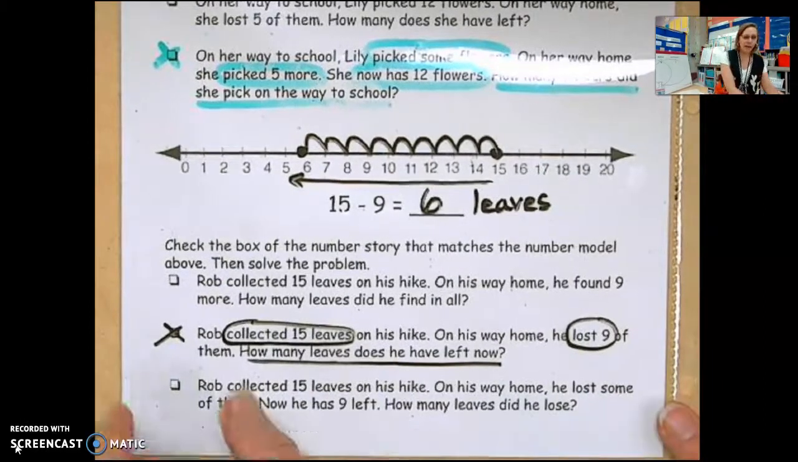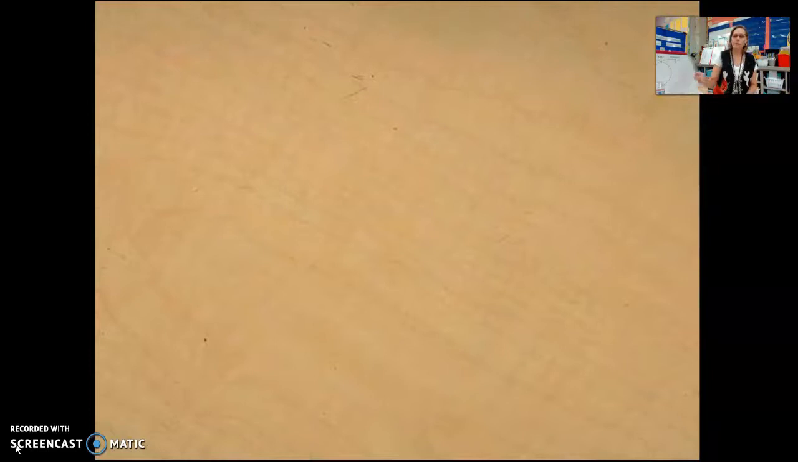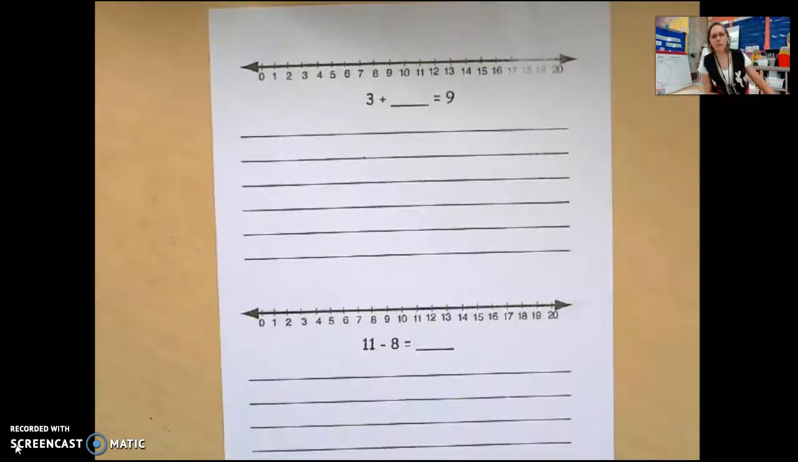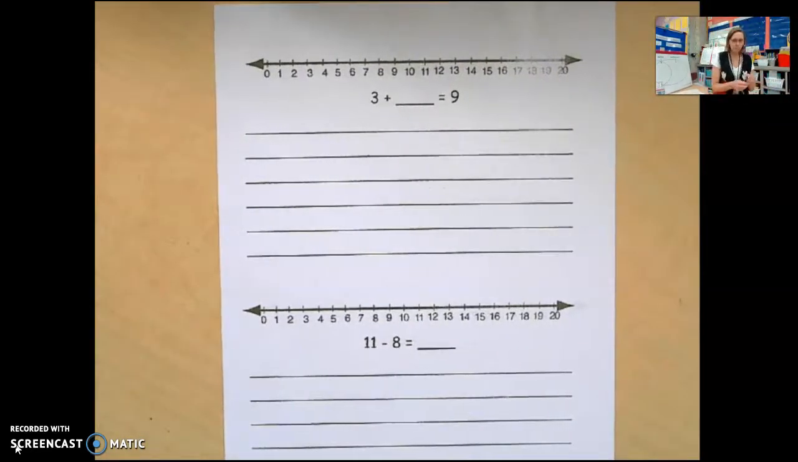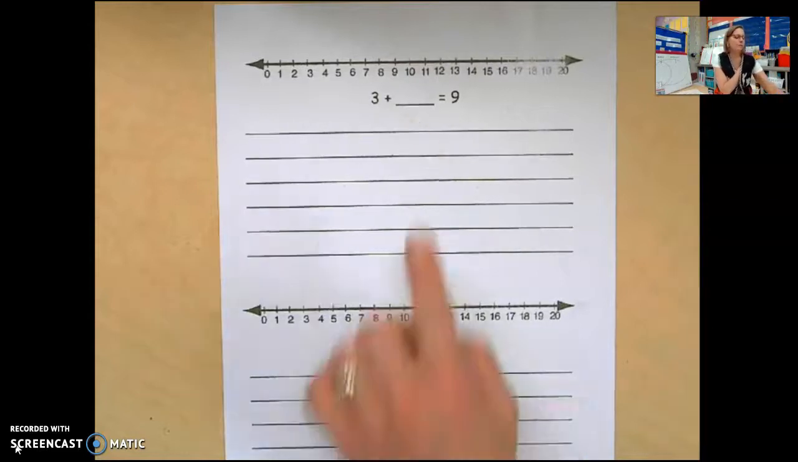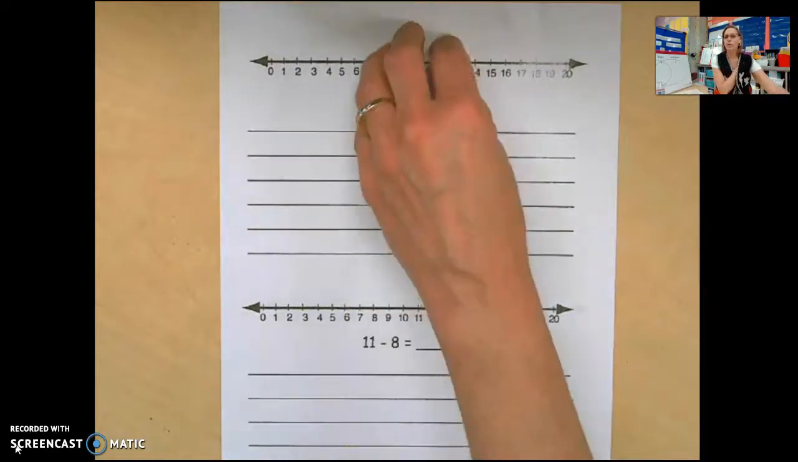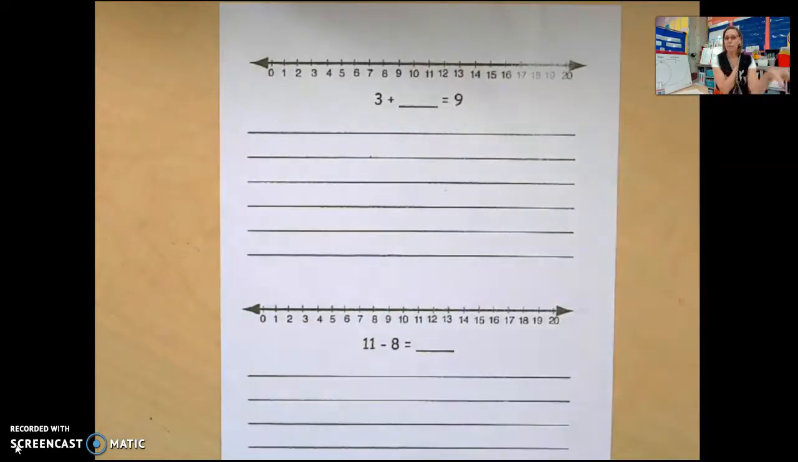All right, so now today, this last part, you have a paper in the second baggie that I gave you, that looks like this. I'm going to show it to you under the dot camera. It has some number lines with some blank lines below. Our job today is to make up a number story, and we need to make sure that it matches the number model up here. Then once we make up the story, we need to solve it, just like we did. We're going to write a number story and then solve it.